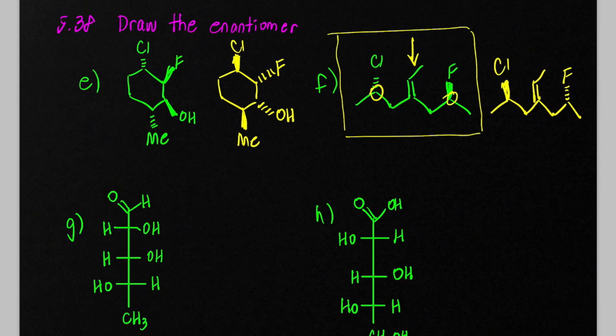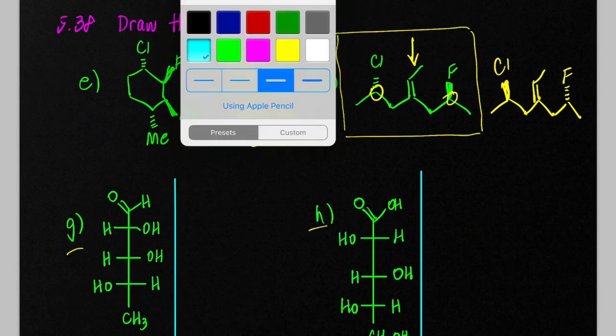sp3 hybridized carbons. Now, G and H, we have Fischer projections. Since we have no wedges or dashes, you could do some fiddling with the groups, or I'll do a mirror image. That's what I'm going to choose to demonstrate here. There are many different ways of doing this, but I'm going to put a mirror on the right and then just draw the reflection.